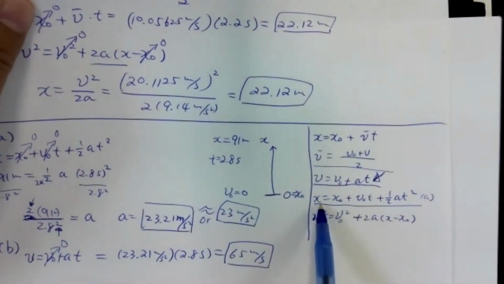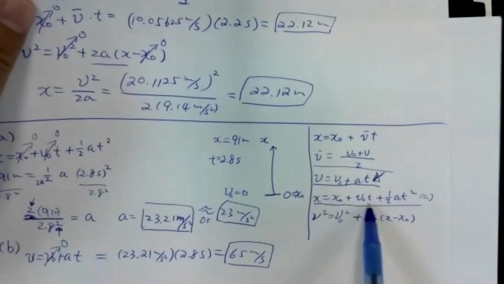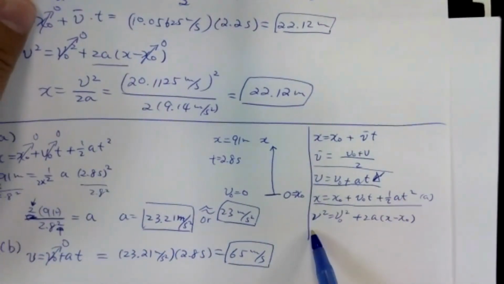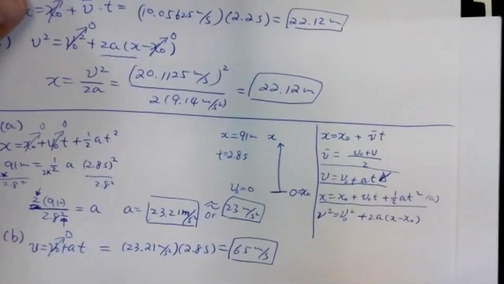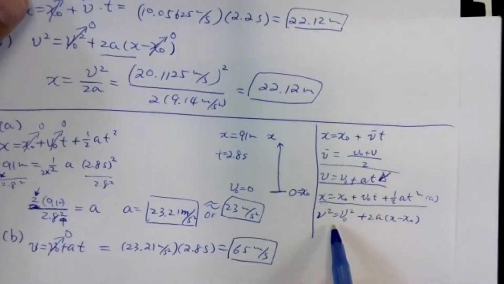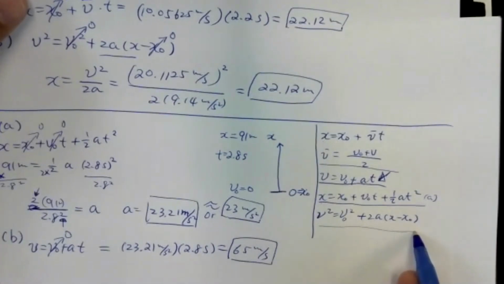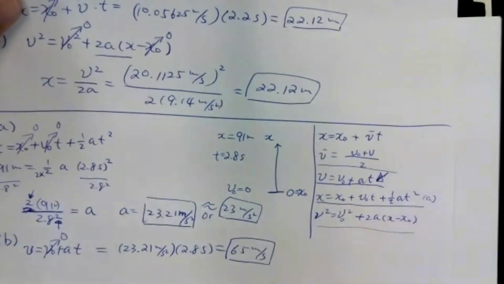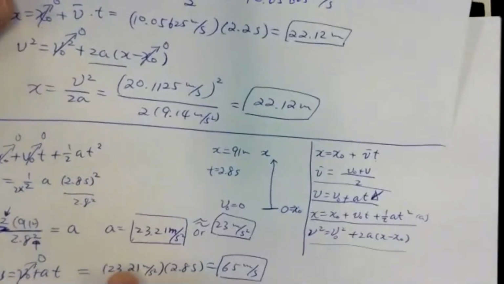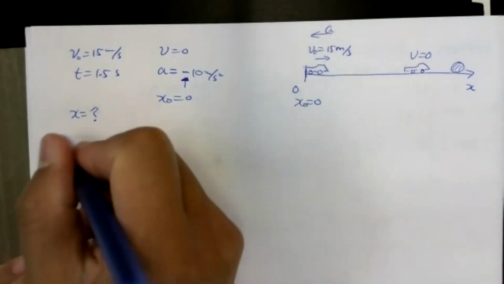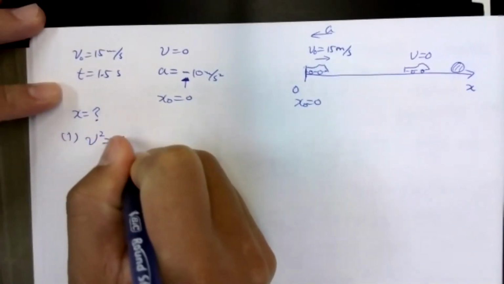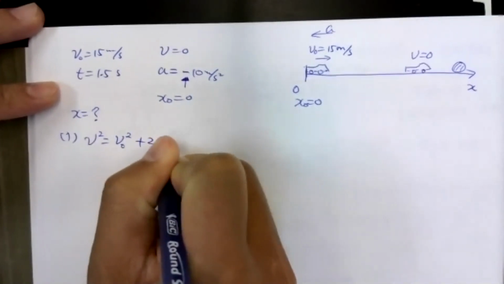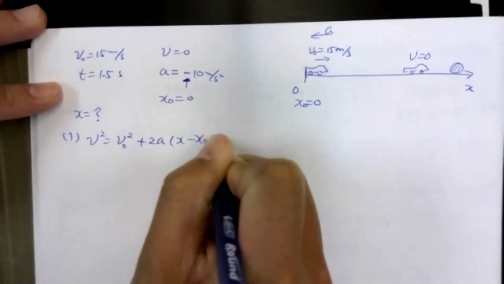All right, you can also use this one because everything else is given, okay? Or you can use the last equation, okay? Any one of these will help you, okay? So I'm going to just use the last one first, and then we can take a look at this one, okay? They should give you the same answer, okay? So for the first method, I'm going to use the last equation, v squared equal to v0 squared plus 2a(x minus x naught), okay?